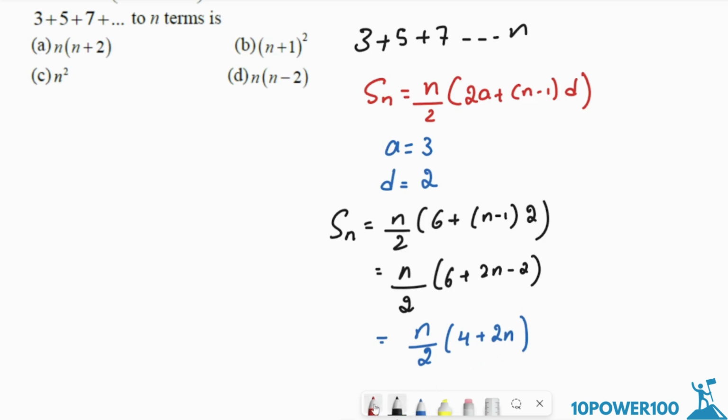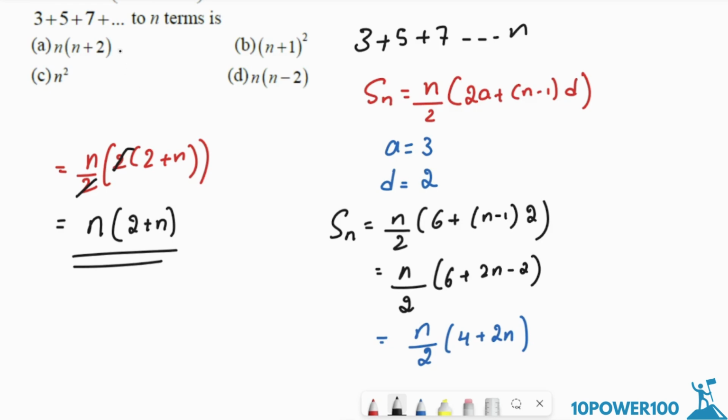So don't directly cancel this and this. Take 2 common, we get n by 2 into 2 into (2 plus n). So we can cancel this 2 and this 2. What do we get? We get n into (2 plus n). We have this, yes, option A, n into (n plus 2). There is no difference between n into (2 plus n) and n into (n plus 2), so both are the same. Option A, n into (n plus 2), is the correct answer.